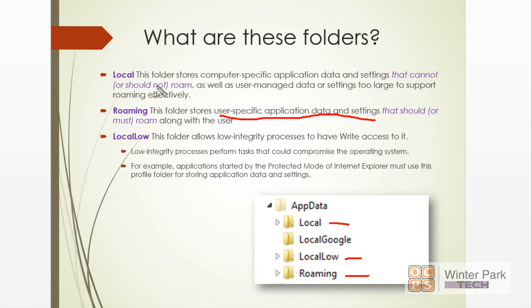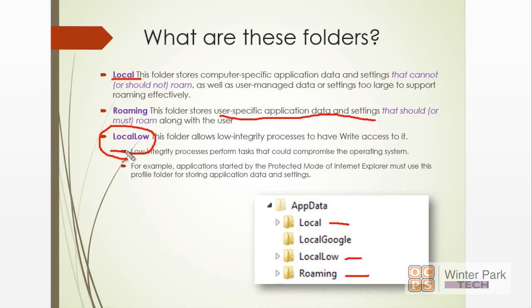So one of the features that Vista, Windows 7, and 8 really helped was if you were going to implement roaming profiles, this new change was strategic. So if anything is found in the local folder, it's usually too large or should not roam with the user. Last of all was the local low.